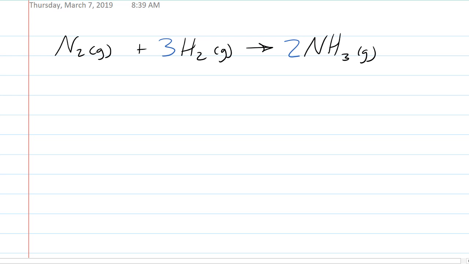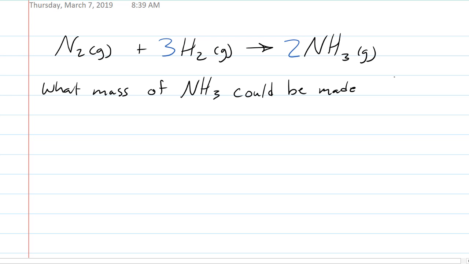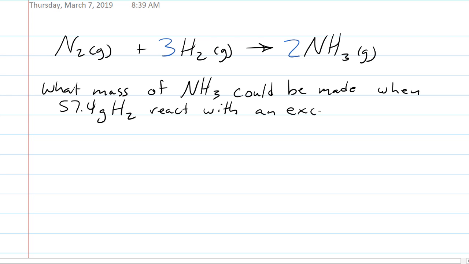And here's the problem we're going to do on this one. We'd like to know what mass of NH3 could be made when 57.4 grams of H2 react with an excess of N2.